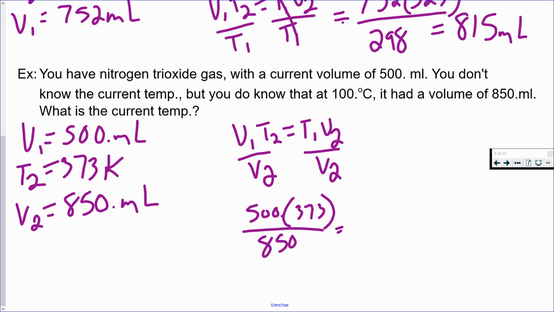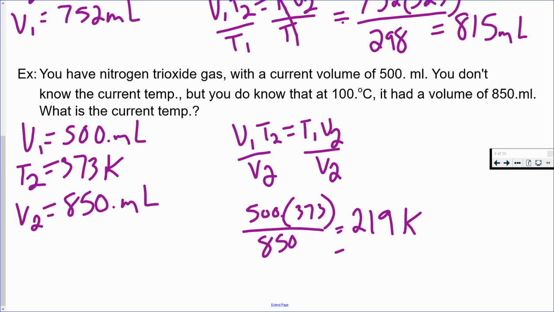But since this one is asking for T1, what we should really notice is that since we have our higher temperature, our temperature should be much lower than what it originally was. And when you multiply this, you get 219 Kelvin. And 219 compared to 373 is a big jump.